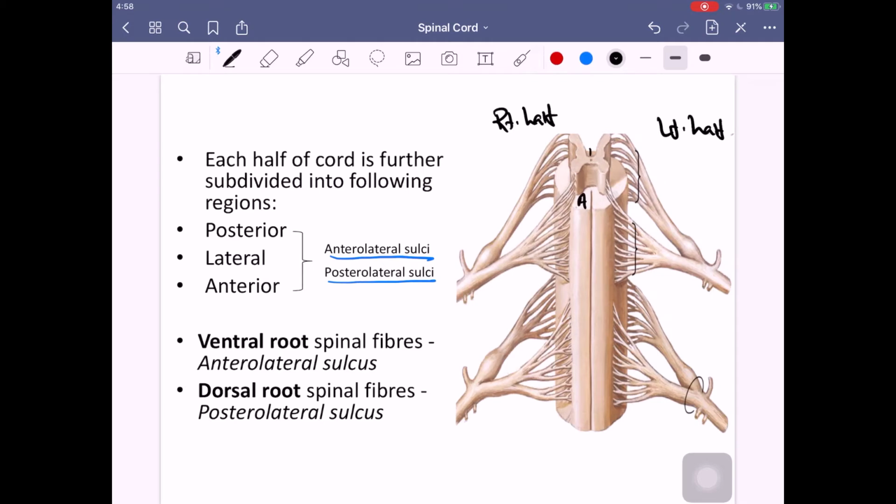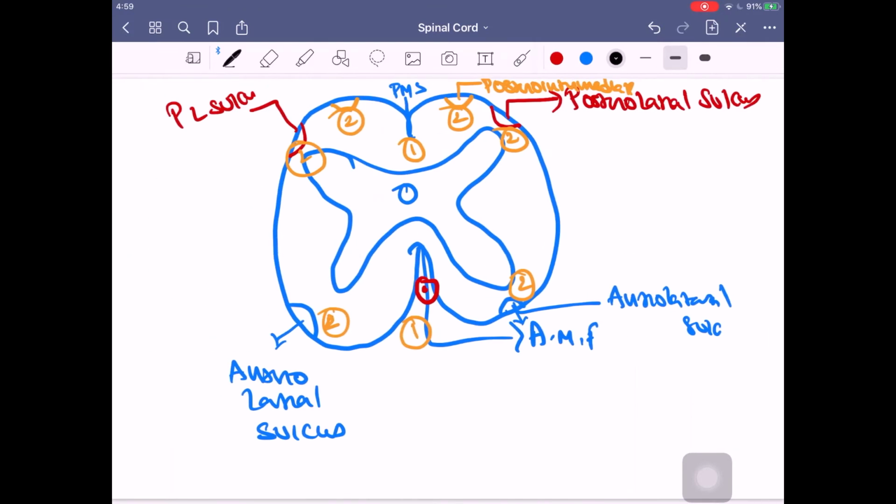Let me rub this. Okay, so this is the anterior part. Between your anteromedian and anterolateral is your anterior part. Then between anterolateral and this line here somewhere, that is the posterolateral, you will have the lateral, and between posterolateral and your posteromedian you have your posterior. So thereby posterior, lateral and anterior.